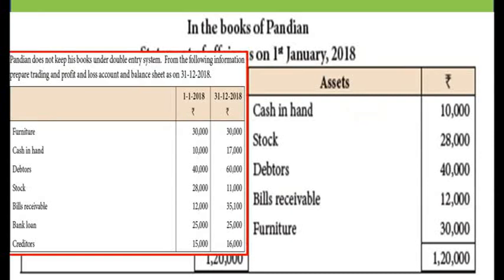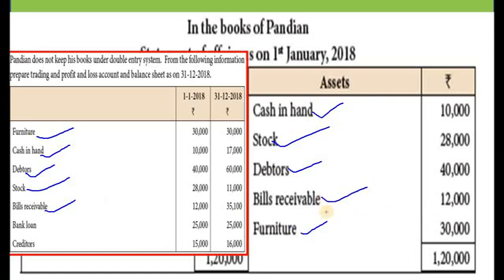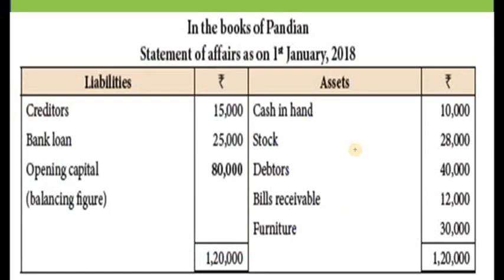On the asset side, we have furniture 30,000, cash in hand 10,000, debtors 40,000, stock 28,000, bills receivable 12,000. Entering all the details, we have to balance the opening statement of affairs so that we will get opening capital. Here the opening capital is 80,000.